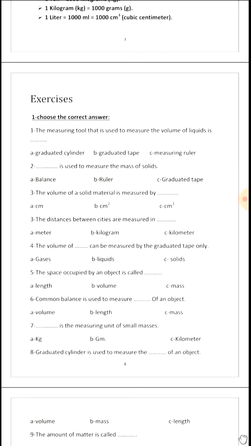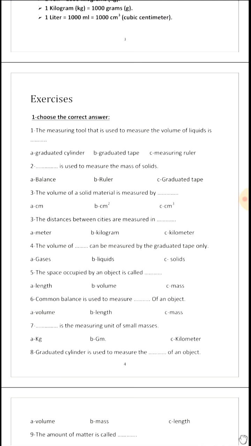Now we have some exercises to answer together. Please open your sheet at page number 4 and concentrate with me. Number 1. The measuring tool that's used to measure the volume of liquids is graduated cylinder. Excellent. Number 2. Balance is used to measure the mass of solids. The mass of solids, I can use balance.